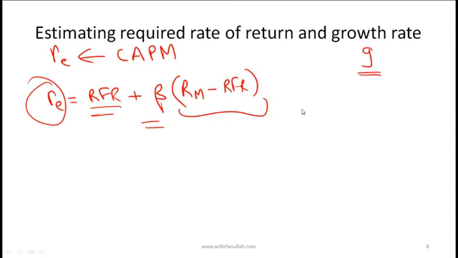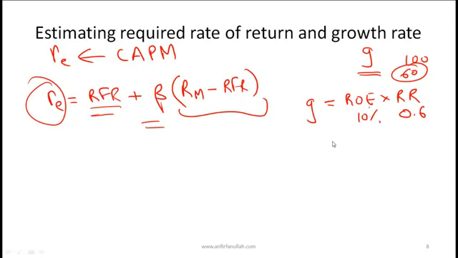To estimate your growth rate, you use the formula: growth rate is equal to your return on equity times the percentage of earnings that are retained, and that's also called the retention ratio. You've seen this before, but the retention ratio is the percentage of your earnings that are retained in the company. So if a company makes $100 in net income and retains $60, then the retention ratio would be 0.6. The return on equity is net income divided by equity at the start of the year. So if that return on equity is 10%, then the growth rate would be 10% times 0.6, which is 6%.